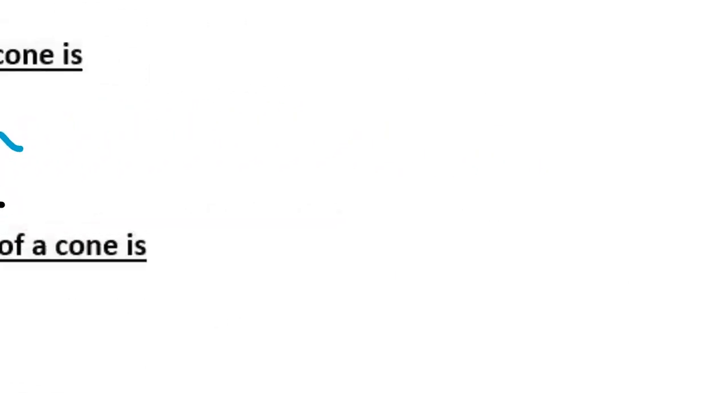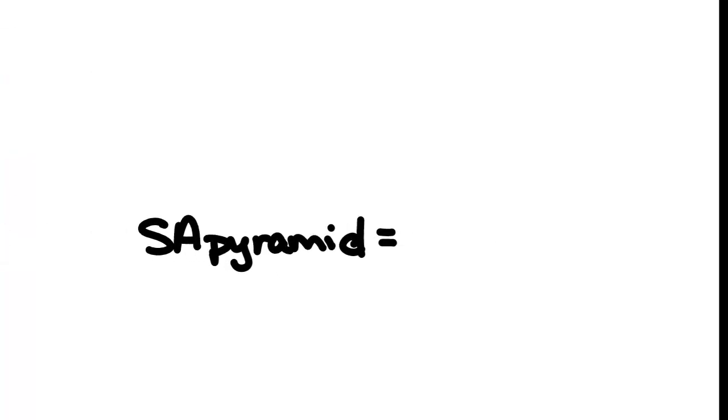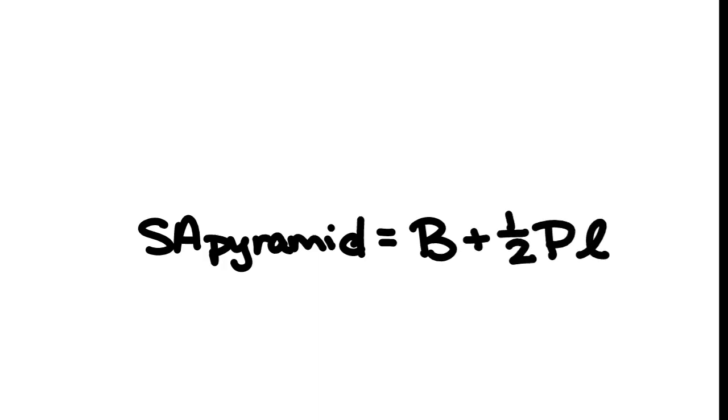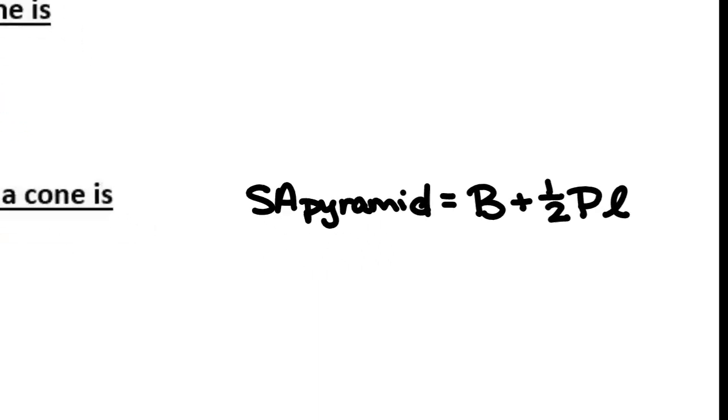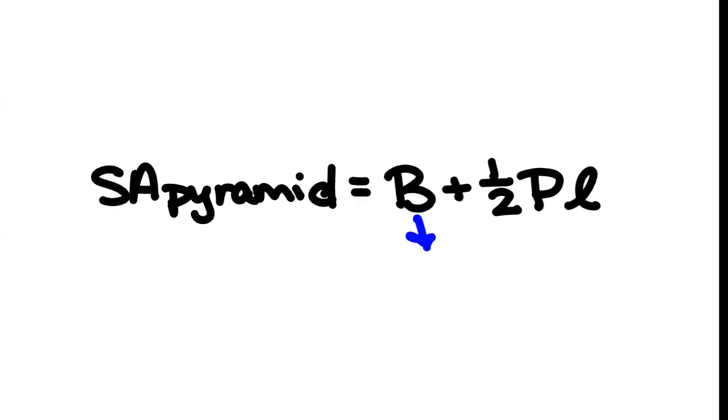Now let's talk about surface area. Surface area for a pyramid. How many bases does a pyramid have? Just one. So area of the base plus 1/2 times the perimeter of the base times the slant height. Well, in a cone, my base is a circle, so I find the area of the base by doing pi r squared.